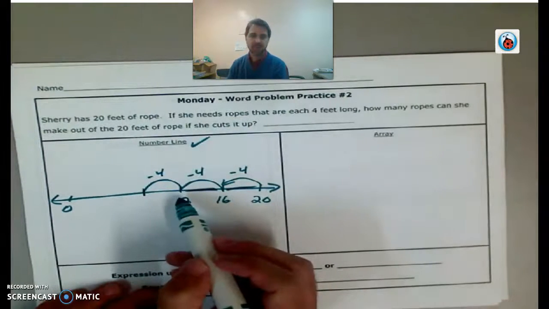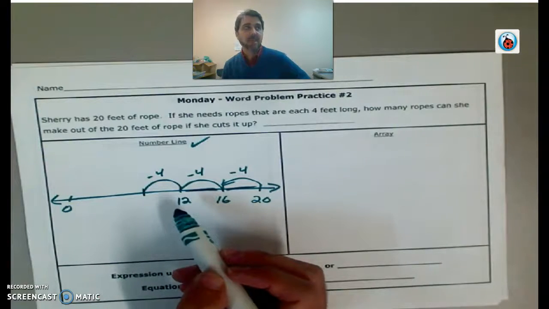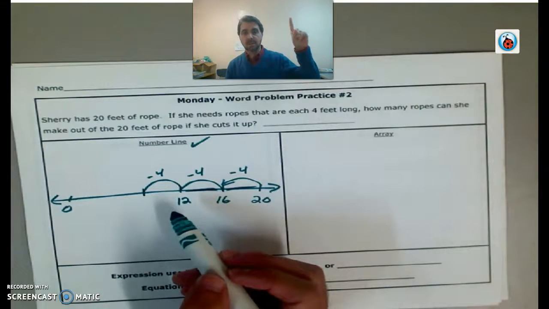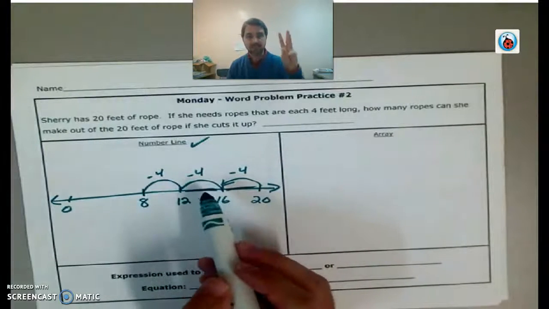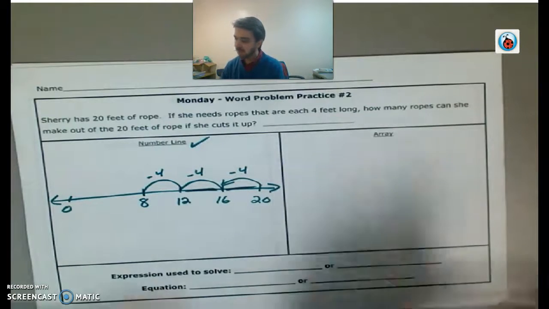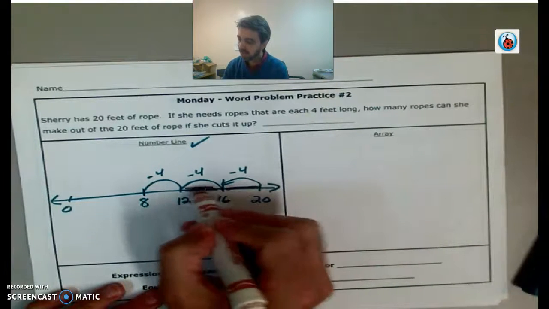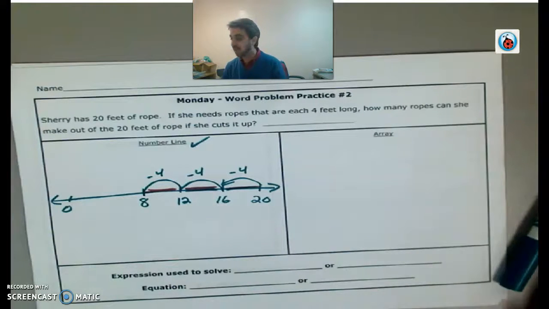If I cut off 4 feet from 12 feet, how many feet of rope do I have left? So 12 minus 4 is 11, 10, 9, 8. All right, so we still have 8 feet left, and we have 3 ropes. We have this rope, 1, 2, 3. We have 3 ropes.